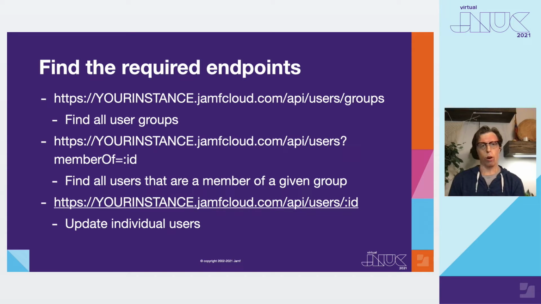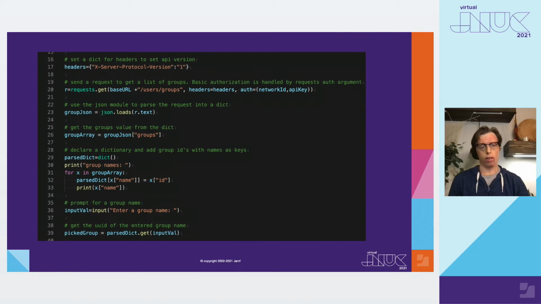So first, we find the required endpoints. We'll use the group's endpoint to find the available groups and their IDs. We'll then use the user's endpoint with a member of query parameter to find the users of the given group. And finally, we'll use the individual user's endpoint to actually update the password.